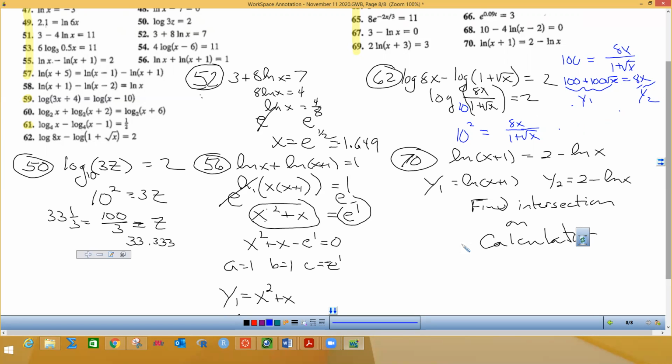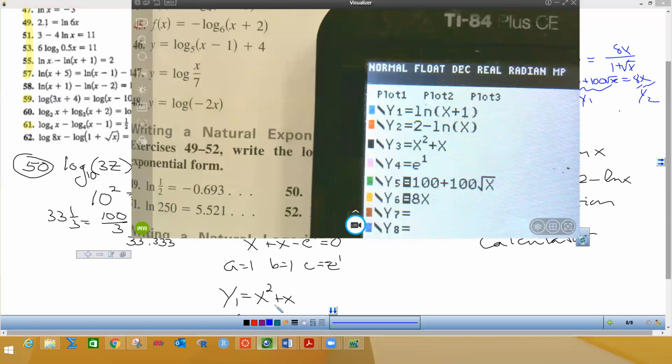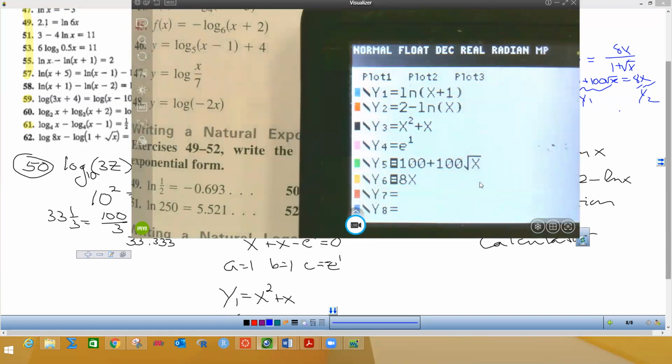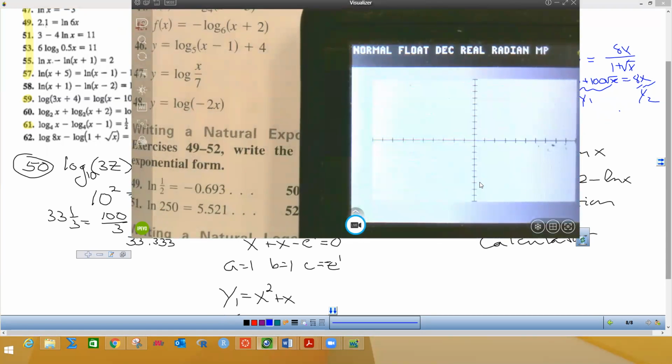So I'm going to show you, I typed those in on my calculator. And I'm going to find the intersection of those, and that's going to be my x value. So see, I've typed them both in right there for 5 and 6. If you notice, I shut the equal signs off up above there so those won't graph. So I'm going to hit graph, and let's see what we got here.